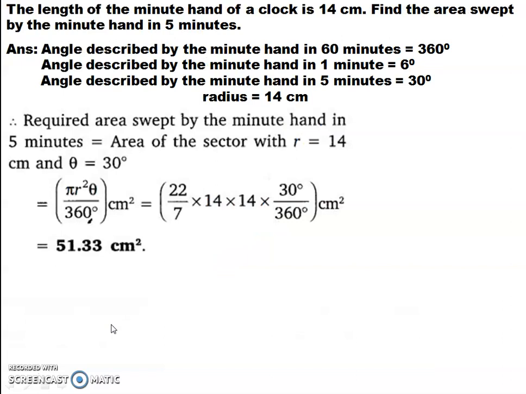Next one. The length of the minute hand of a clock is 14 centimeter. So take that as the radius of your circle. Imagine a circular clock. The length of the minute hand, you will take it as radius. Find the area swept by the minute hand in 5 minutes. Students, can you imagine a circle?